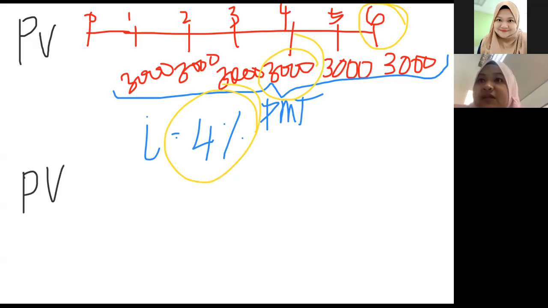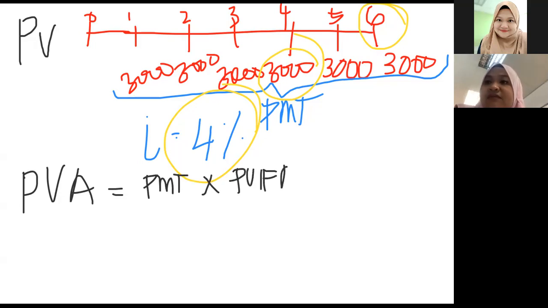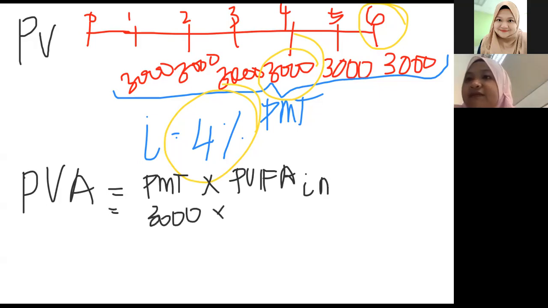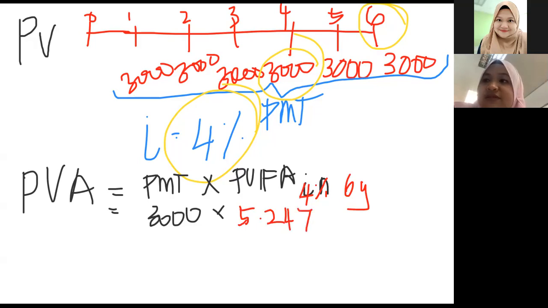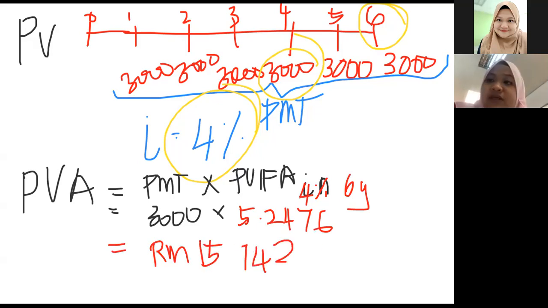The question is asking you for present value, and this payment happens at the end of each year. So you need to apply PVA. PVA is payment times PVIFA. Identify the I as well as the N. So payment is 3,000 times PVIFA, 4% and 6 years, which is 5.2476. So the answer is 15,742.8.